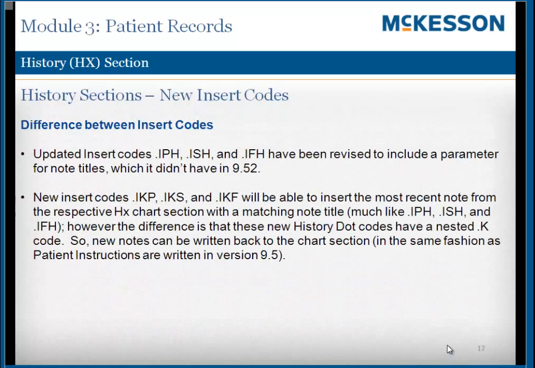So, let's summarize for a moment. While some of these insert codes seem similar, they all have their own distinct purpose. Existing insert codes, such as IPH, ISH, and IFH, have been updated to include a parameter for note titles, given that Practice Partner's history tabs can now have multiple notes within each tab. While the new insert codes of IKP, IKS, and IKF are used to bring in history notes, they also have the added capability to push back content added from the progress note, much like we saw with the patient instructions in version 9.5 by use of the K code.